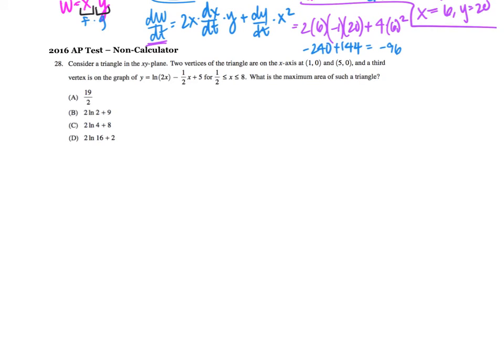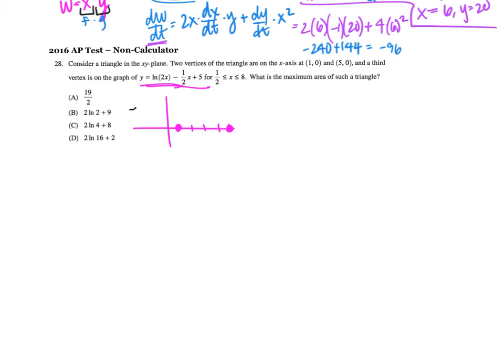All right, this question is saved the best for last. It's difficult for sure. So it says we've got a triangle in the xy plane. Two vertices are at (1, 0) and at (5, 0). And the third vertex is on this graph, which without a calculator, we probably don't know what it looks like. But I'm here to tell you it doesn't matter what it looks like.